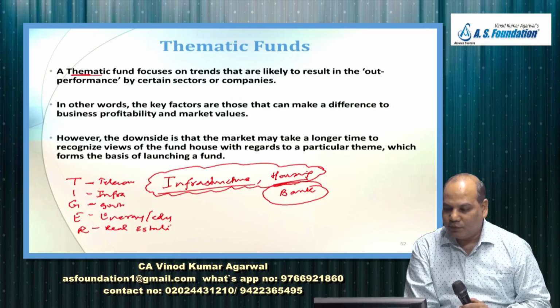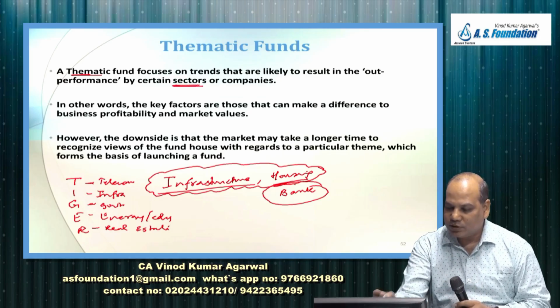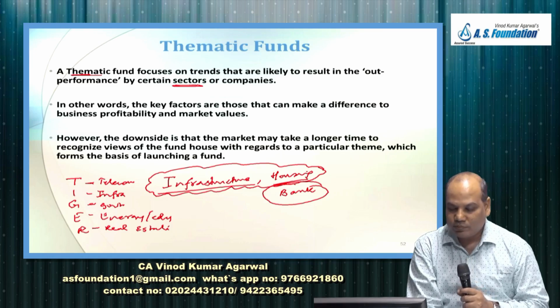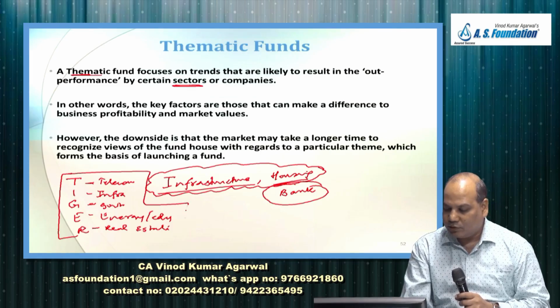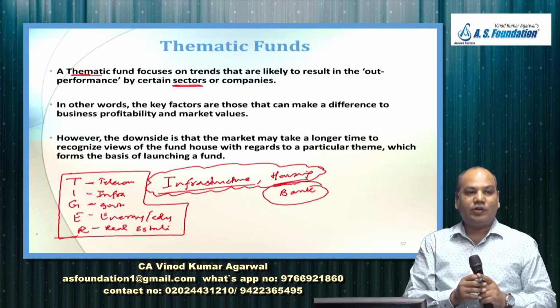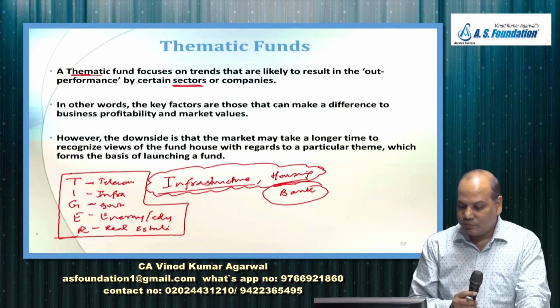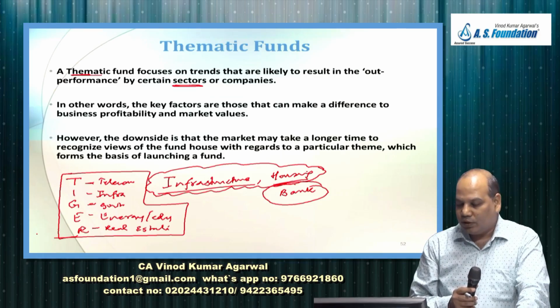So a thematic fund focuses on trends that are likely to result in outperformance by certain sectors or companies. So they are betting on certain sectors. In other words, the key factors are those that can make a difference to business profitability and market values. So they do a lot of research. They take the research reports of a lot of research houses, and then they see where we are going to head for the next 5 to 10 years. However, the downside is that the market may take a longer time to recognize the views of the fund house. Fund house is in a hurry.